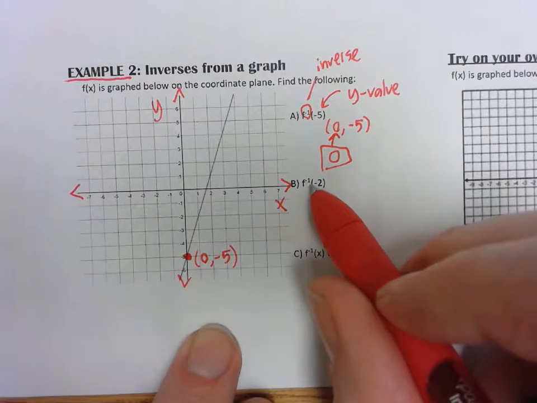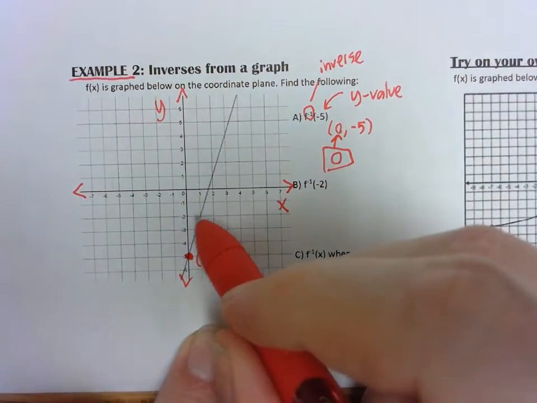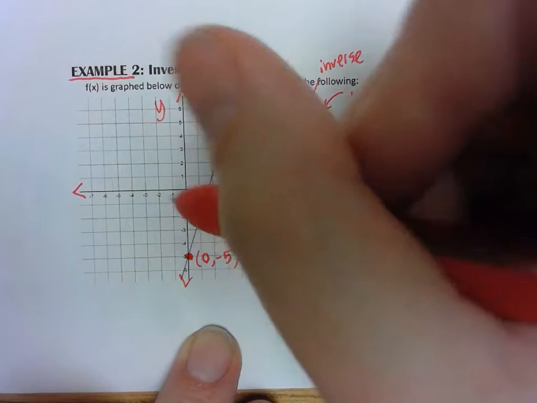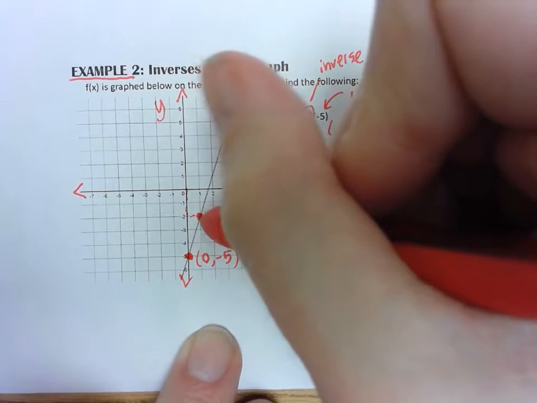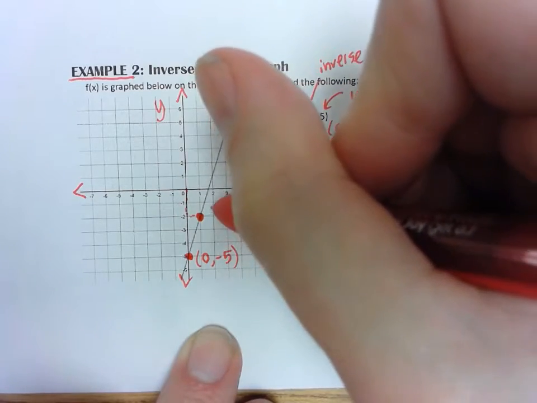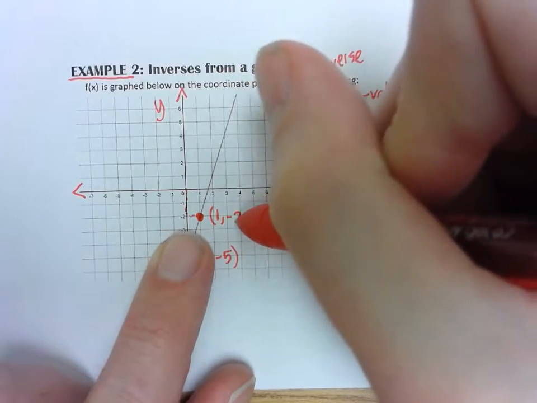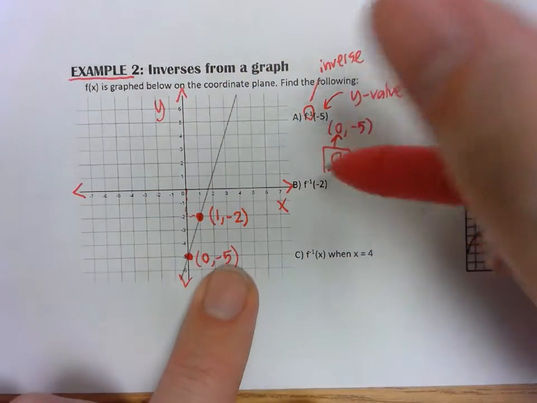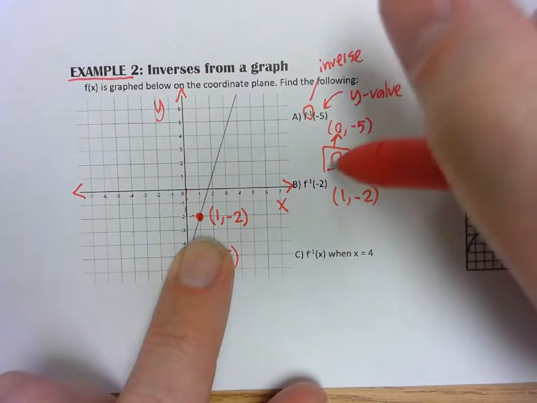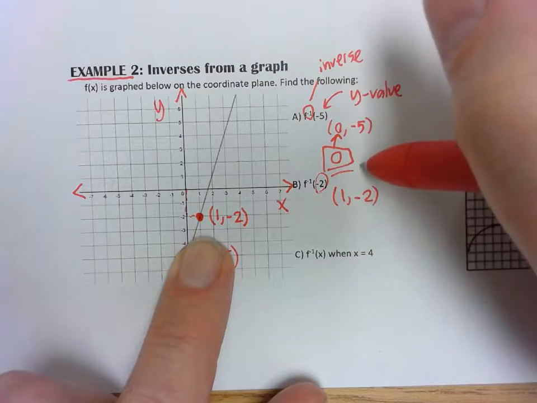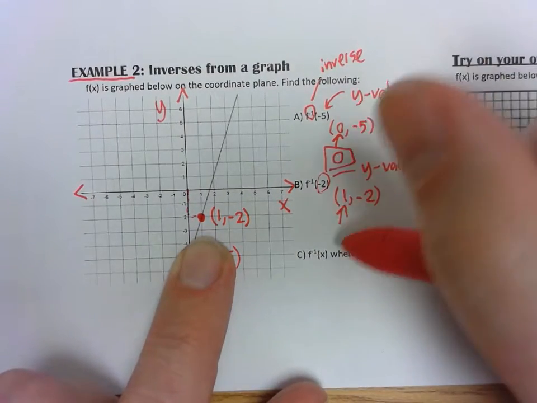With inverse of -2, I'm going to go down to -2. Now that line doesn't touch -2, so I have to actually move over to the line and report that coordinate. So that coordinate is going to be right 1 down 2. It's going to be 1, -2. So since that coordinate at the original function is 1, -2, this is a y value. We want to report our x value, which is going to be 1.